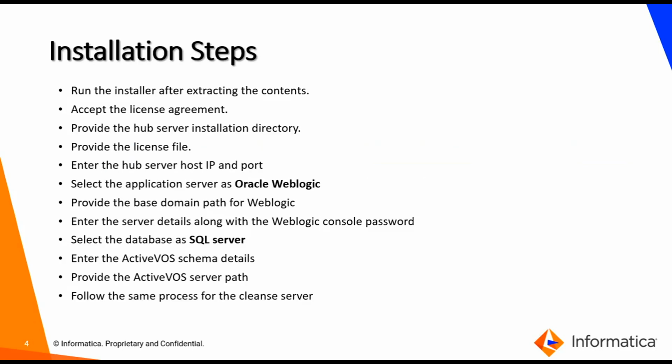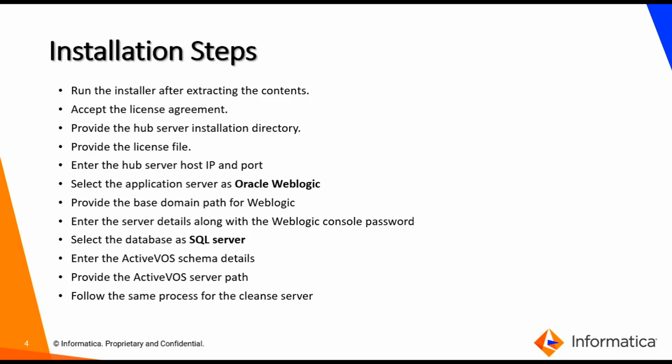Now coming to the installation steps, run the installer after extracting the contents, accept the license agreement, provide the hub server installation directory, provide the license file, enter the hub server host IP and port, select the application server as Oracle WebLogic, provide the base domain path for WebLogic, enter the server details along with the WebLogic console password, select the database as SQL server, enter the Active schema details, provide the Active server path. We will follow the same process for the client server.